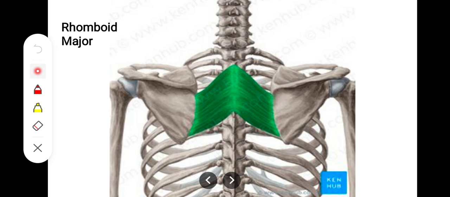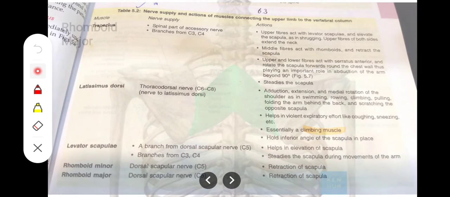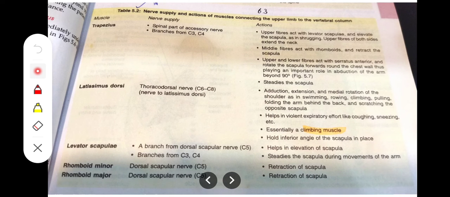scapula, right? So in this way we have the attachments of each of the muscles of the back, each of the important muscles of the back. And now we're going to look at the nerve supply and the action of each of these muscles.